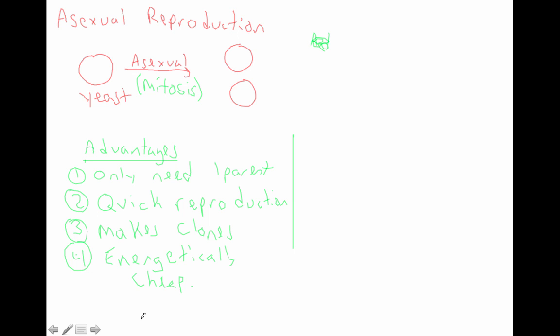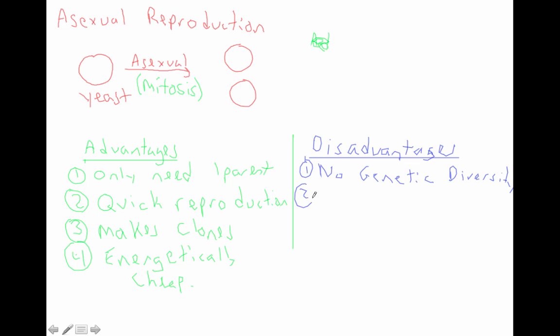Now let's list some disadvantages. There is no genetic diversity. We'll see when we talk about sexual reproduction, the advantage of sexual reproduction is that a lot of genetic diversity is generated. But in the case of asexual reproduction, there's no genetic diversity. You have a collection of clones. Another disadvantage, it's more difficult to adapt to new environments. So I'm just going to write difficult to adapt.